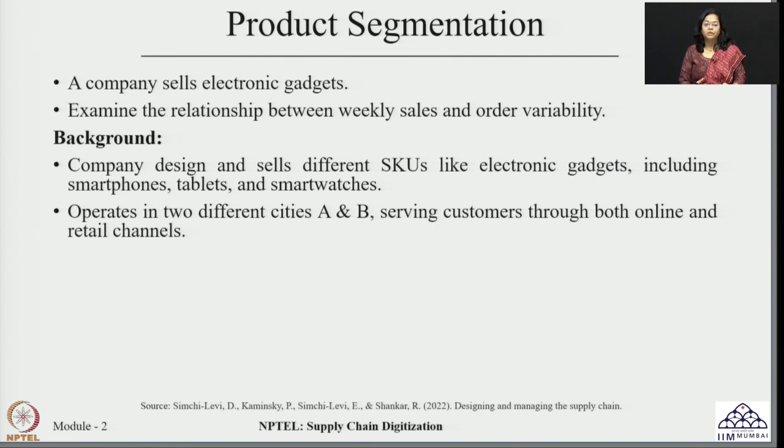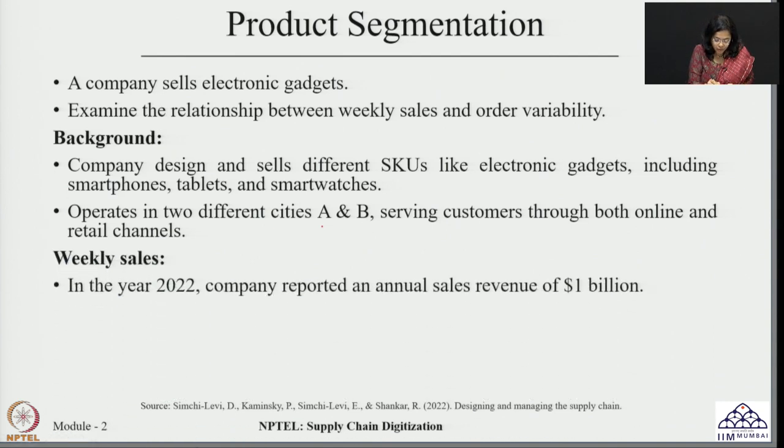If you can have certain segmentation strategies for looking into these products, the decisions related to them can be much better. So this example continues, and the given case is for a company which is operating in two different cities, city A and city B, and interestingly it is trying to provide the product through both online and retail channels. We can cover as many channels as we have already seen in the previous sessions, but in this example we are going to focus only on two cities and two different channels.